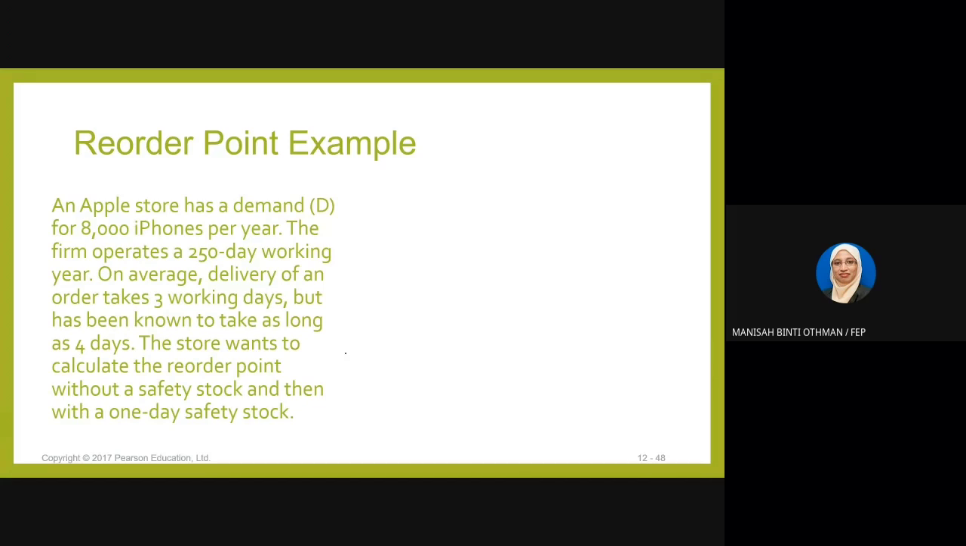Now we go to the example. Apple Store has a demand for 8,000 iPhones per year, so that's the annual demand. The firm operates 250 working days a year. On average, delivery of an order takes 3 working days, but has been known to take as long as 4 days. The store wants to calculate the reorder point without safety stock, and then with 1-day safety stock. So how can we calculate this? Let's say based on the 3 days here.